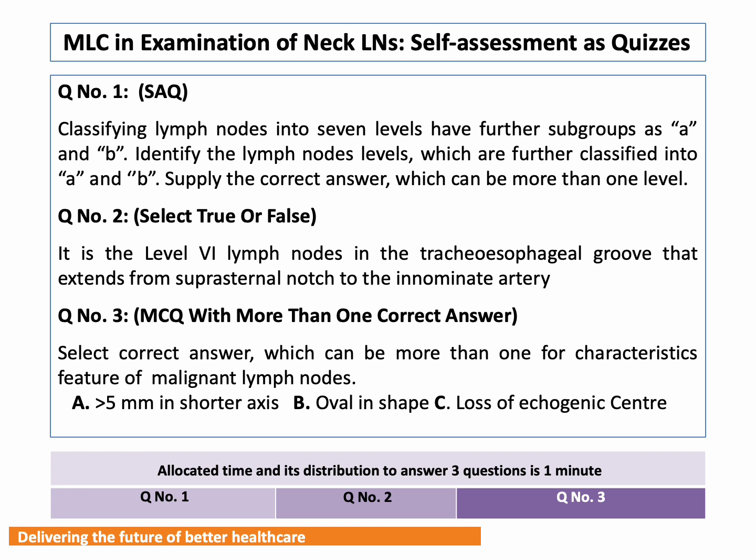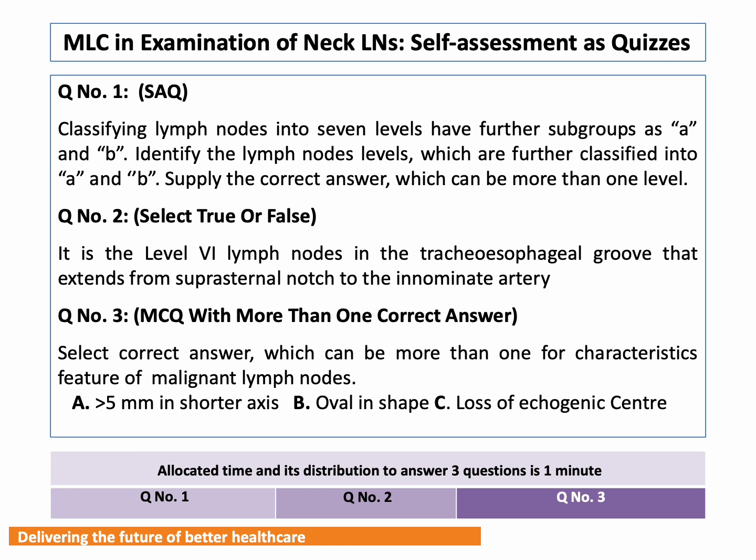Question number 2, which is a true/false: level 6 lymph nodes are in the tracheoesophageal groove and extend from the suprasternal notch to the innominate artery. You have to identify it as either true or false.